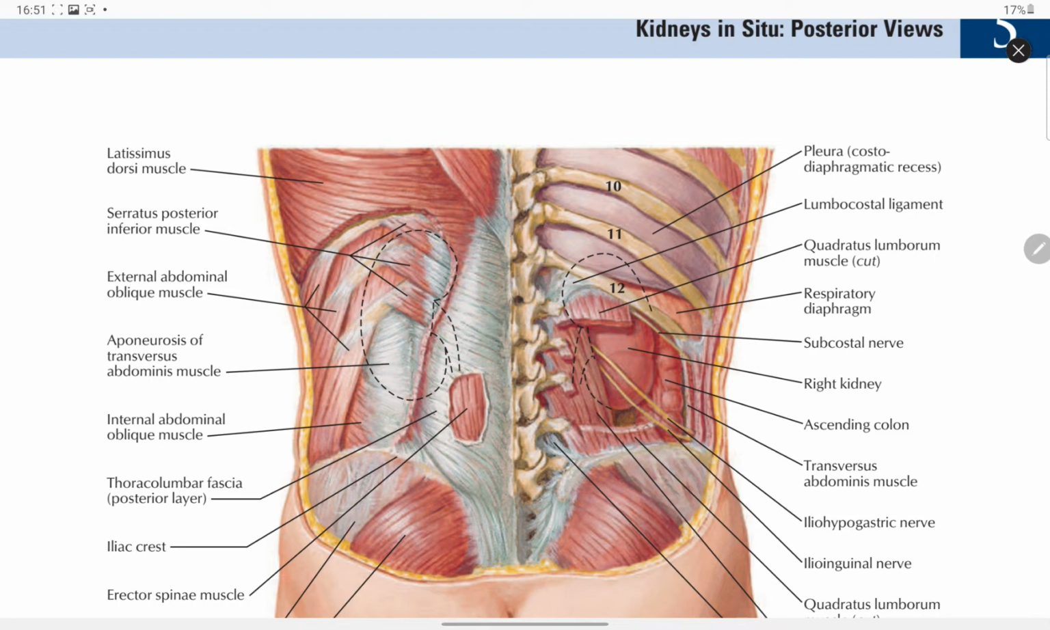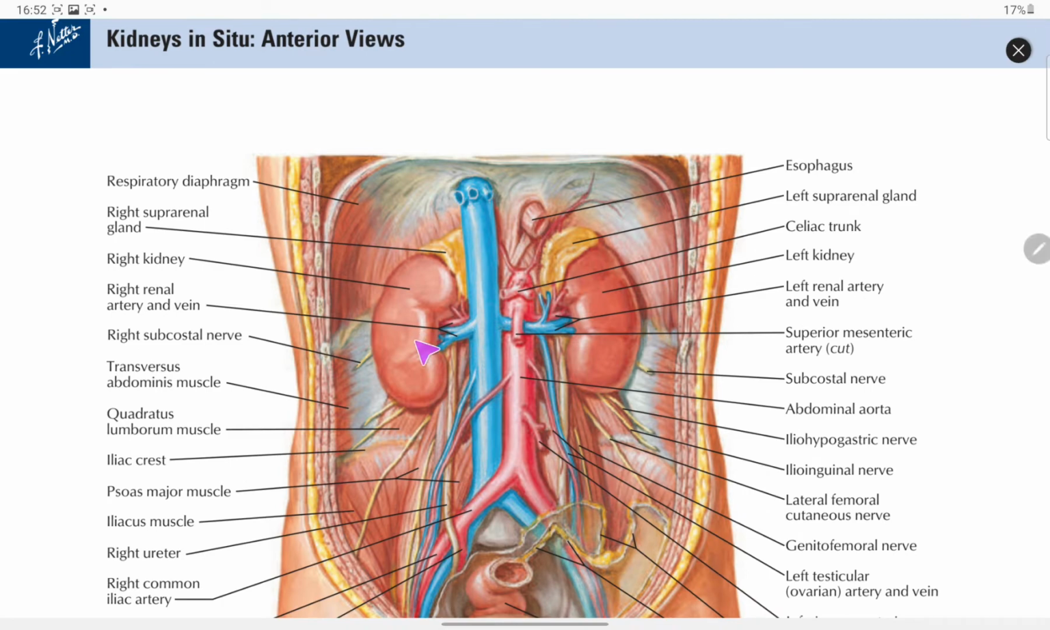The shape, size, weight and orientation. The kidney is 11 centimeters long, 6 centimeters wide and 3 centimeters thick. The left kidney is a little longer and narrower than the right kidney. The kidney weighs 150 grams in males and 135 grams in females. The kidneys are reddish brown in color.